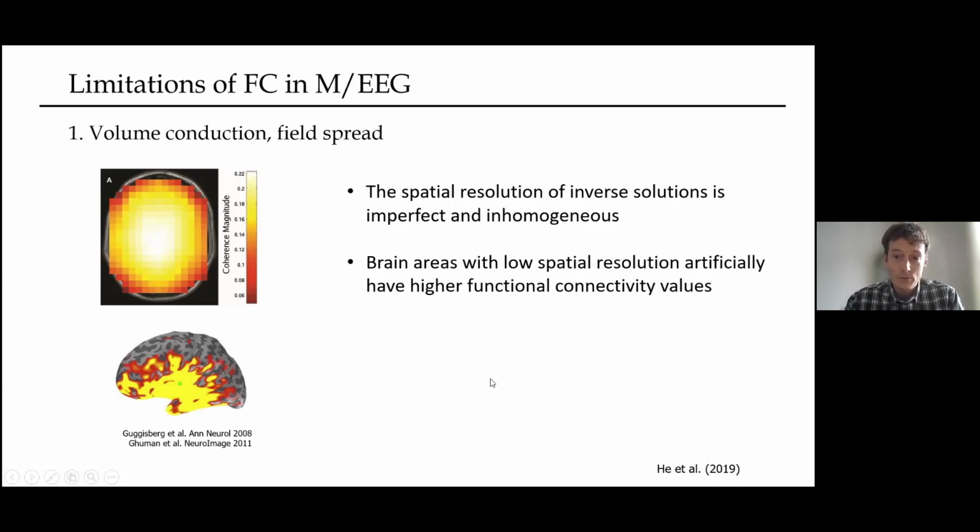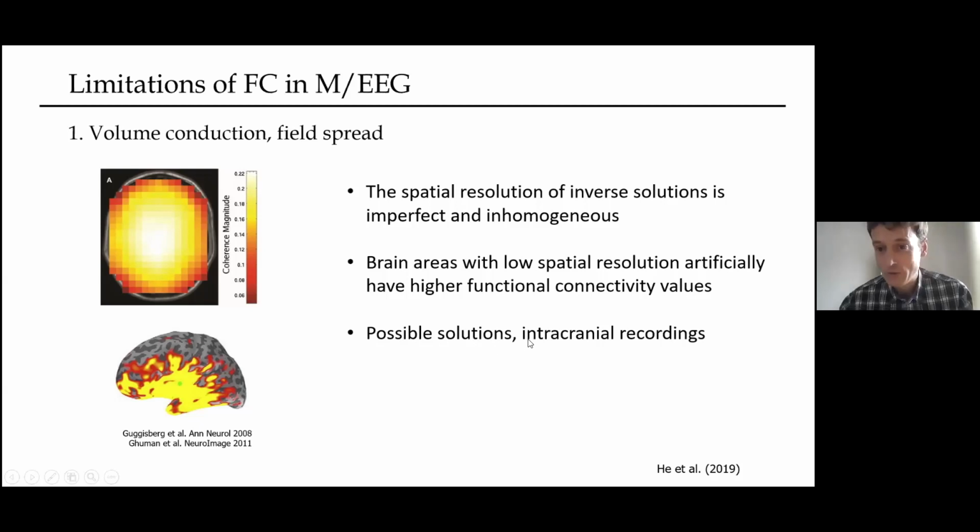So these brain areas with low spatial resolution artificially have higher functional connectivity values. Well, a possible solution to this is, of course, to use a different imaging method, intracranial recordings. But this is not possible at the coverage that you have with MEG or EEG.